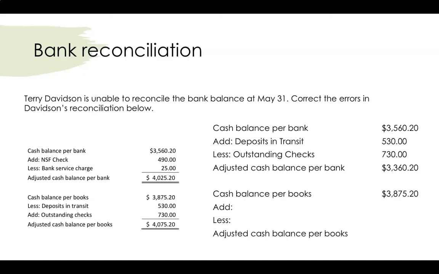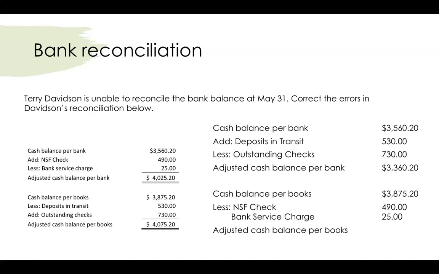A common piece that you could see on a bank reconciliation that you'd add on the per book side would be a collection of a note, right? If the bank collected a note on your behalf, that would go under the add section for the per book side of a reconciliation. Here we don't have those, so we'll just subtract out our NSF check and then subtract out our bank service charge.